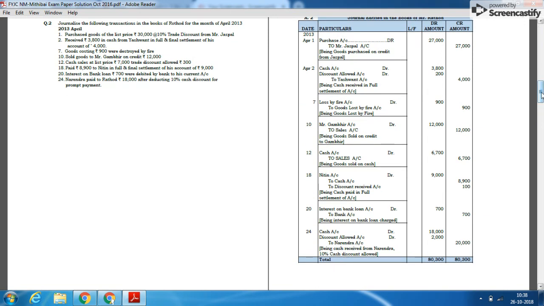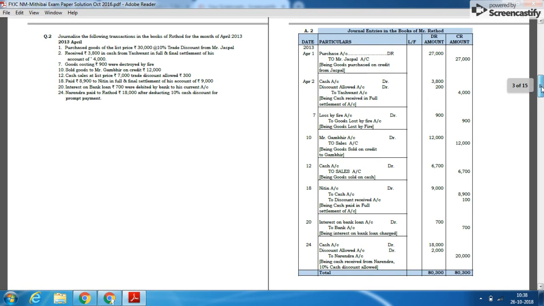So question number two is on journalizing. First is purchased goods of the list price 30,000 at 10% trade discount from Jaspal. So we have bought it on credit. So the entry would be purchase account debit to Jaspal, and 30,000 less 10% will be 27,000.